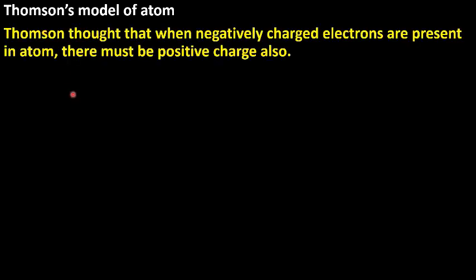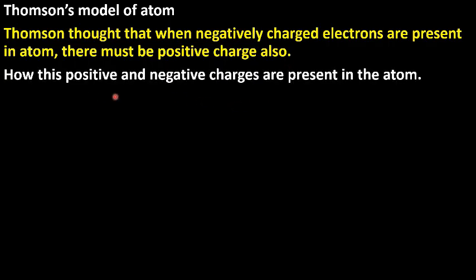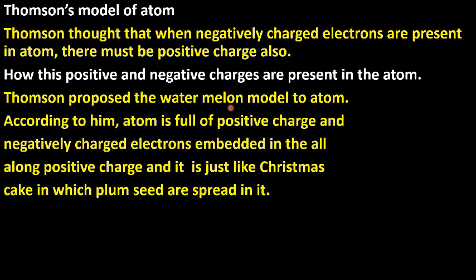Now let us see the Thomson's model of atom. Thomson thought that when negatively charged electrons are present in atom, there must be positive charge also, because atom does not show any charge outside. How are these positive and negative charges present in the atom? The arrangement of different particles in the atom is referred as model of atom.